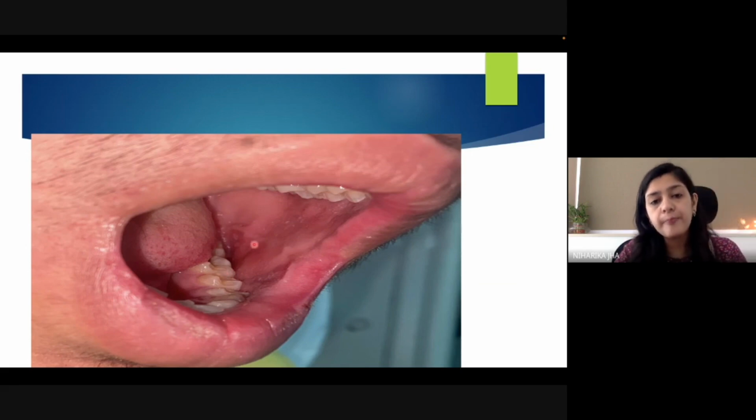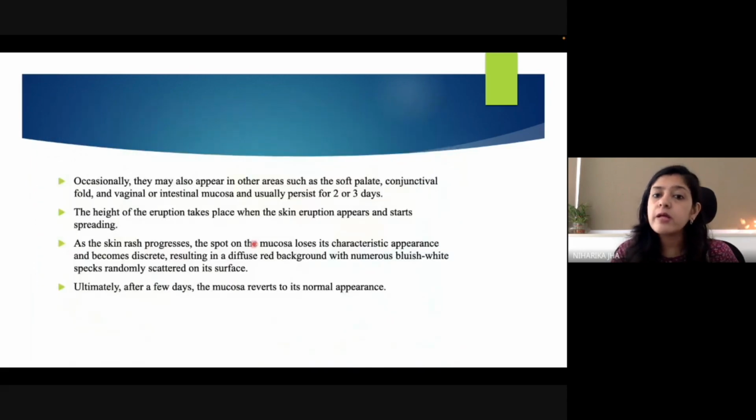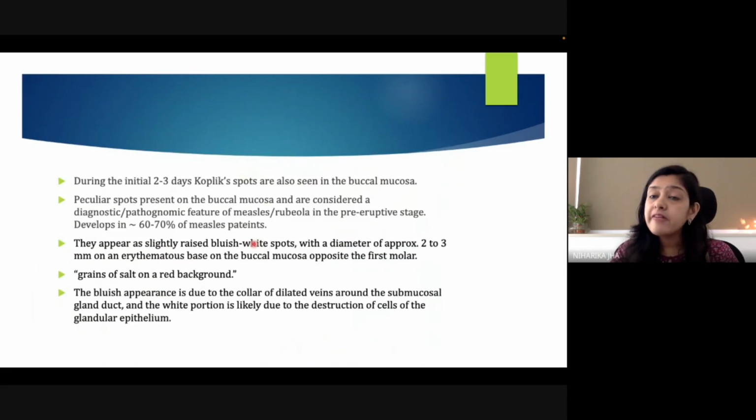Now, unfortunately, most of the time when the patient presents to us or to the pediatricians, the Koplik spots have already disappeared because they are seen in the early eruptive or the prodromal phase of the measles, and as the body starts developing the rash, the Koplik spots start disappearing. So that is why in most of the patients, we are not able to see the Koplik spots. But if we see the Koplik spots, then consider it to be the pathognomonic sign of measles.